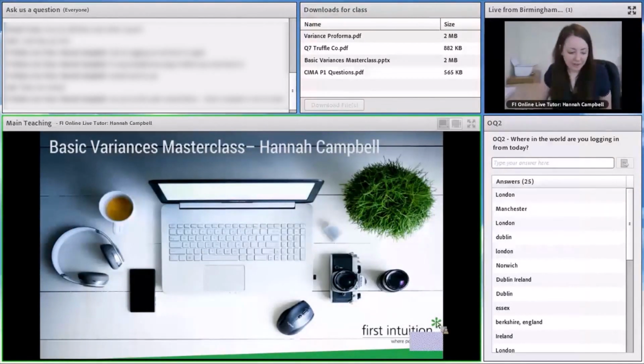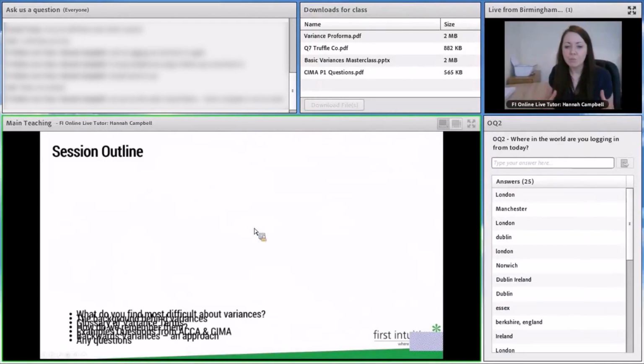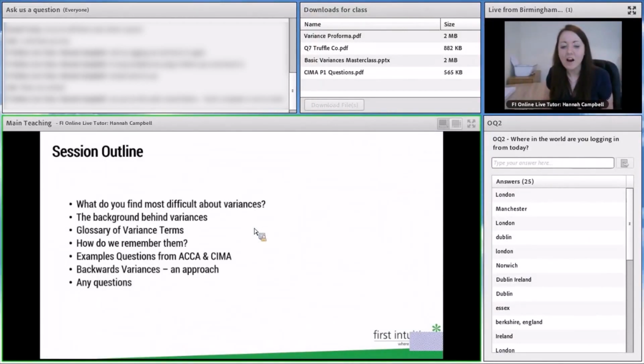So to give you an outline of today's session, if I can get my slides to move along, first of all, I'm going to ask you in a second, what is it that makes it difficult? What is it that you find difficult about those variance questions? And then we're going to break it down. So we're going to start off with, where do these variances come from? Why are they calculated in the way that they are?